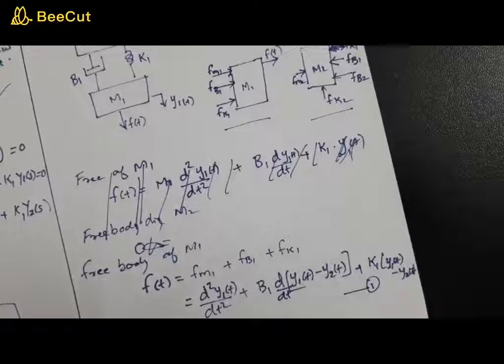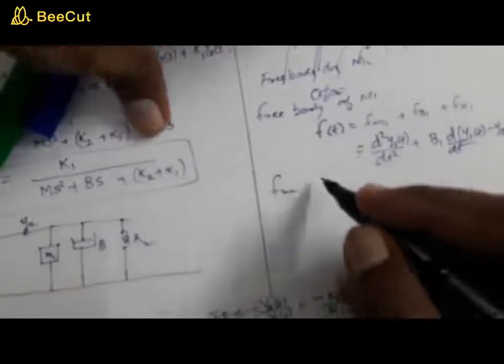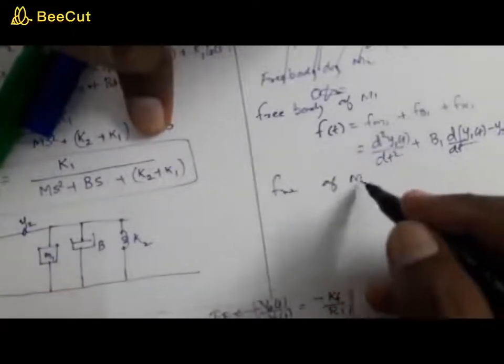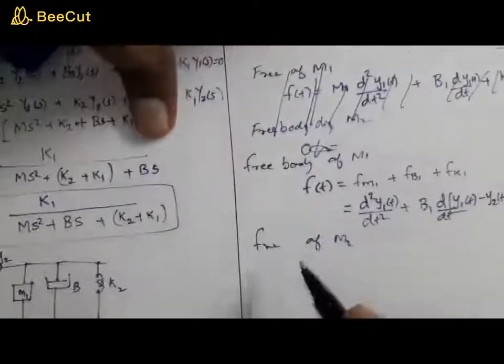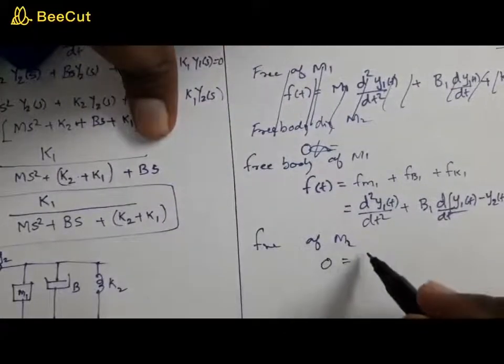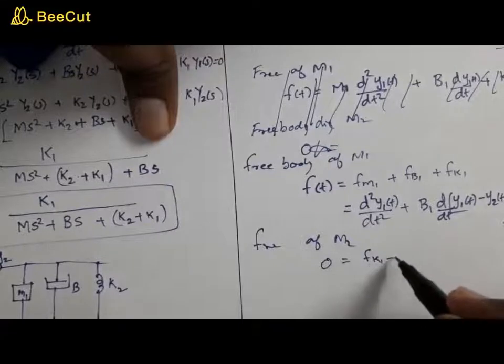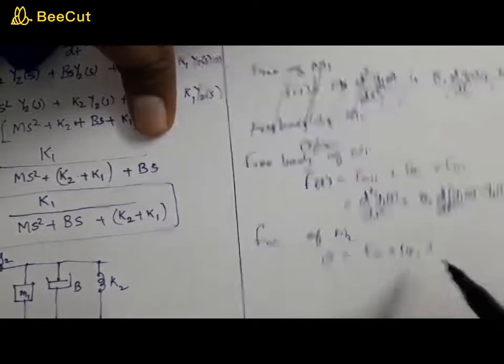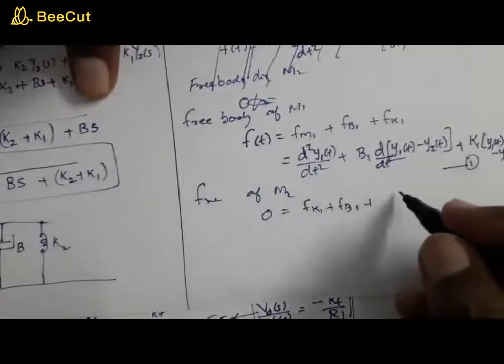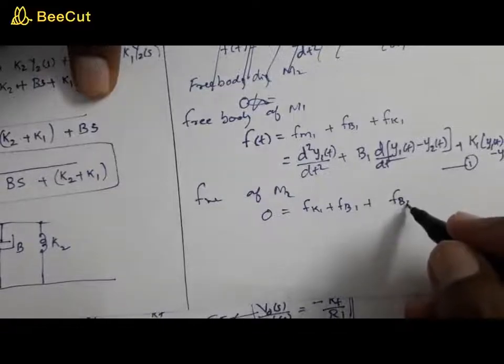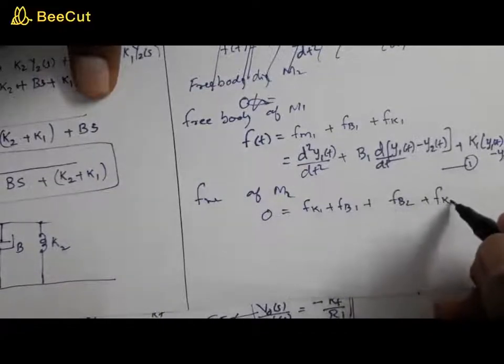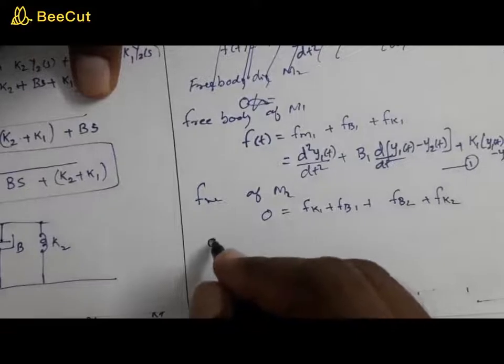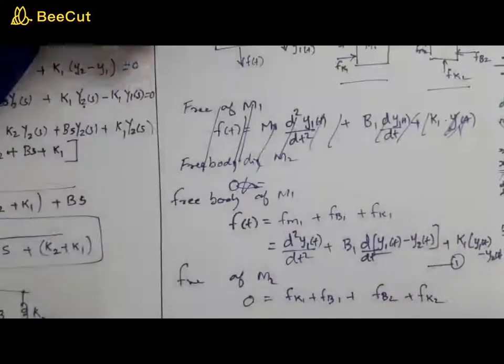Now coming to the free body diagram of M2. What is the external force? External force is 0. So 0 is equal to Fk1 plus Fb1 plus Fb2 plus Fk2.